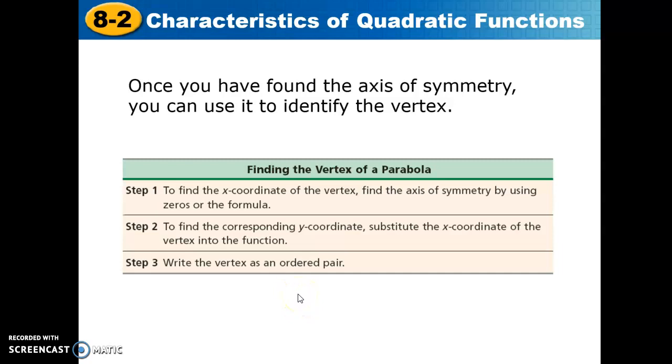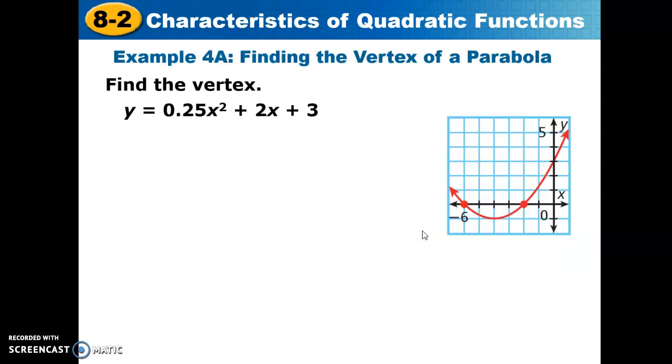All right, now, if you don't have a graph, once we find the axis of symmetry, we can then identify the vertex. If you recall back to looking at the graph, every time we found our axis of symmetry, it ran through our vertex. So if we find the x-coordinate of the vertex by finding the axis of symmetry, we can then plug it into our formula and find our y value. And then you simply write it as an ordered pair, and there's your vertex.